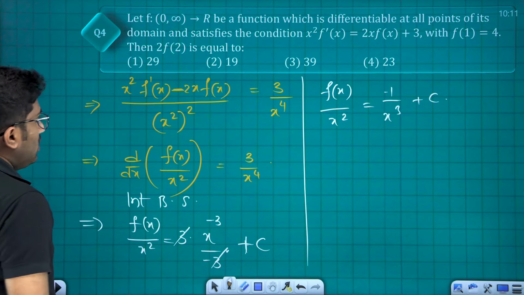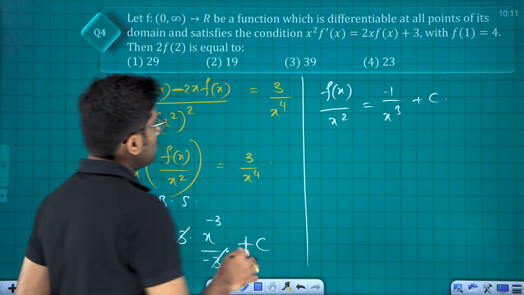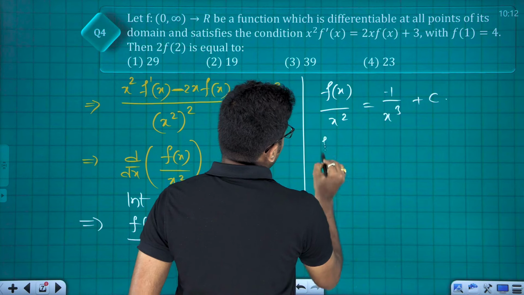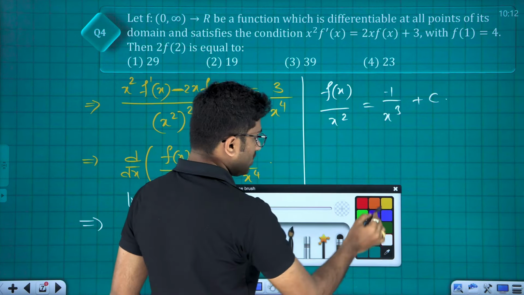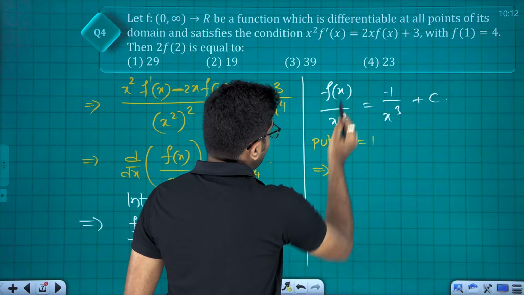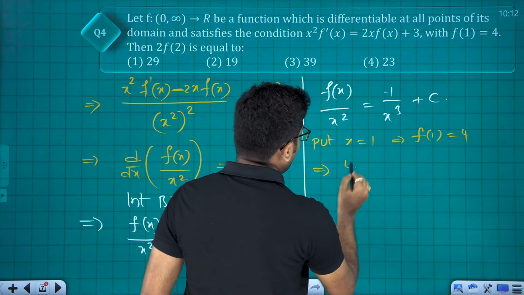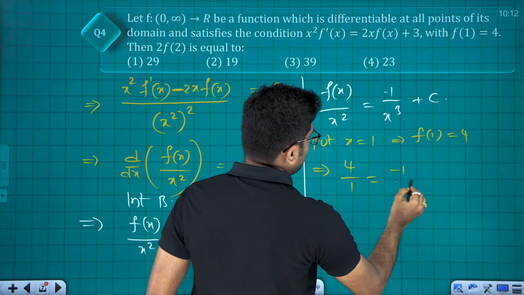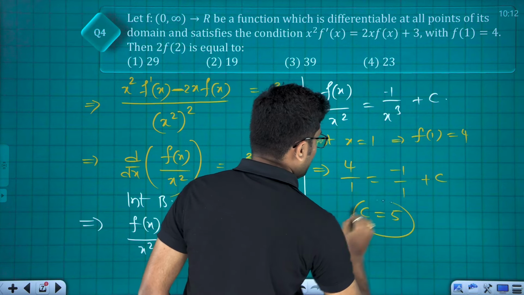Okay? Now what have they given? They have given f of 1 is 4. So if we put x equals to 1, it implies f of 1 is 4. That is 4 divided by 1 is equal to minus 1 by 1 plus c. So clearly c is equal to 5, friends.